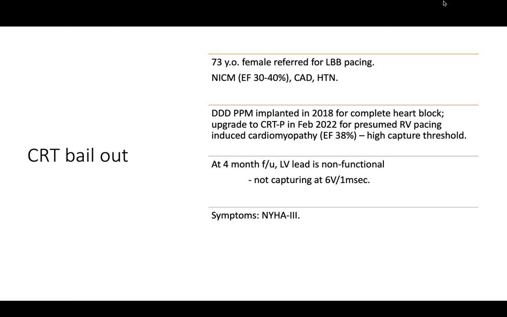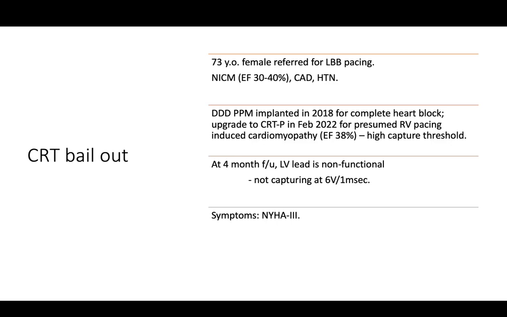Okay, thanks. So I've got a couple of cases to show. This is a 73-year-old who was referred for left bundle pacing consideration. He had non-ischemic cardiomyopathy, EF was 30-40%. Had a DDD pacemaker, pacing dependent, got a CRT upgrade. At the time of the CRT upgrade, his EF was around 30%, goes up to about 38%, but then 4 months into follow-up, the LV lead is non-functional with a capture threshold of 6 at 1 millisecond.